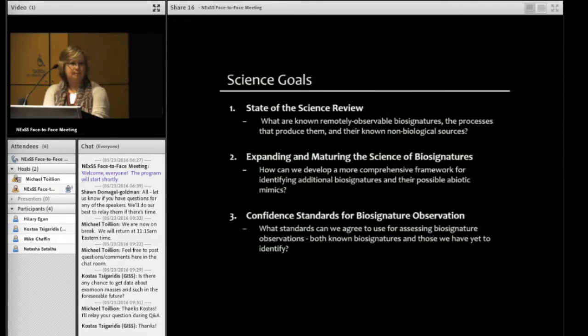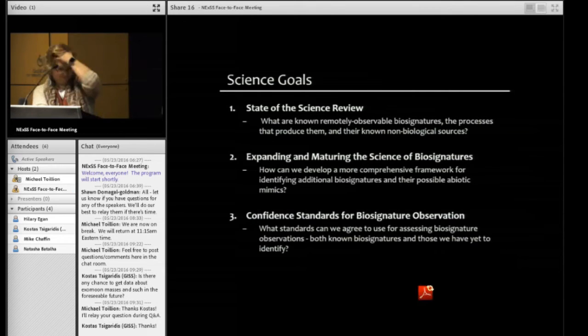An example: I got a phone call from somebody in the community who's not affiliated with NExSS asking, do you guys have a working group that is putting together a database of all the star properties of the nearby stars that might be of interest to LUVOIR and HAB-X in the future? That's really something that needs to get done, right? Everybody's shaking their heads. We all know it needs to get done. So maybe that's something that NExSS could help to catalyze.